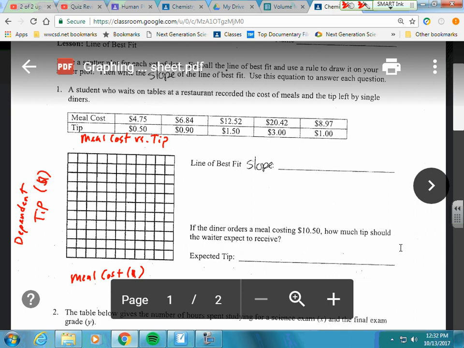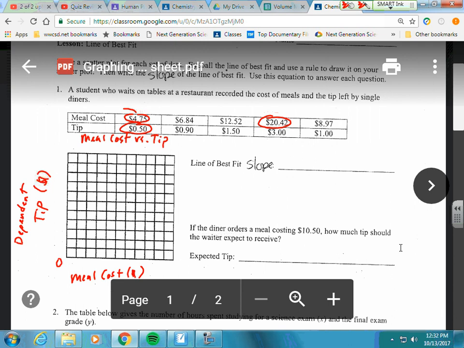All right, so now that we have established which axis is which, we got to take a look at our data and figure out what numbers we are going to plug in on these axes. So we'll take a look at meal cost, which is the x variable here. What's my lowest number? I have a 4.75 there. What's my highest number? A 20.42. Now, if this is close enough to 0, I like to just start at 0. Let's take a look at the tip. The lowest number there is 0.50, that's pretty close to 0, so I'm just going to make the origin here be 0.